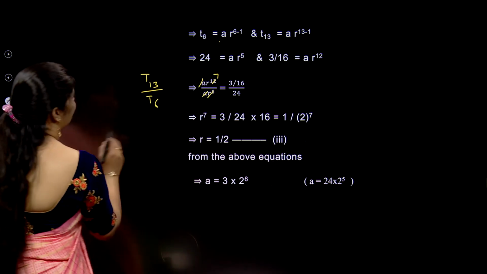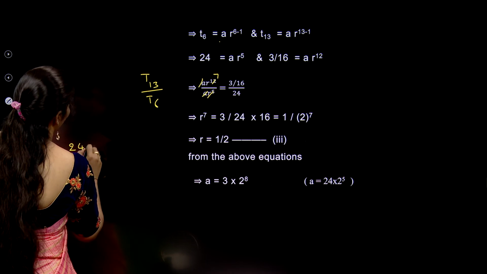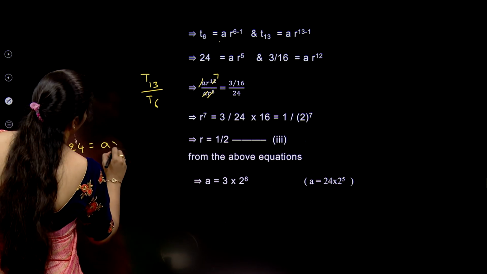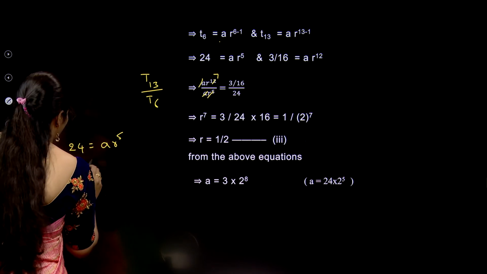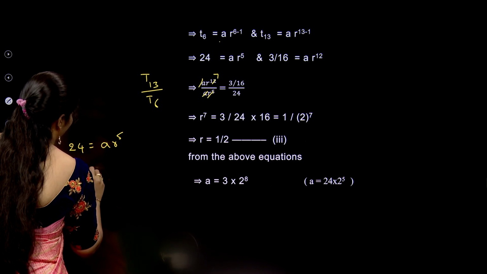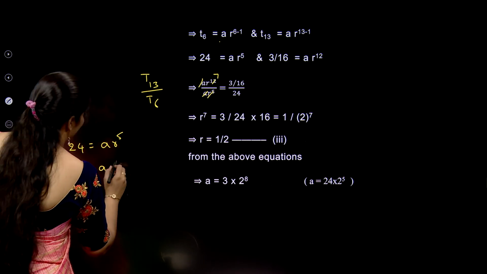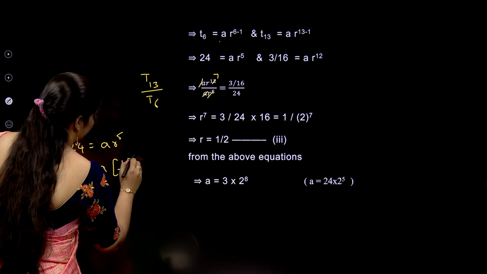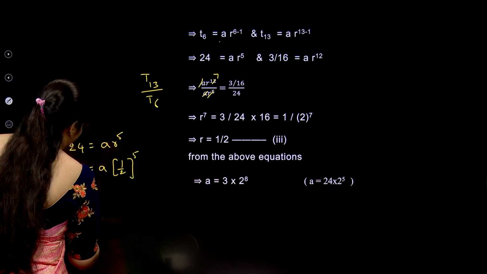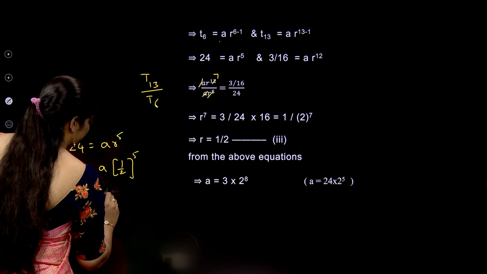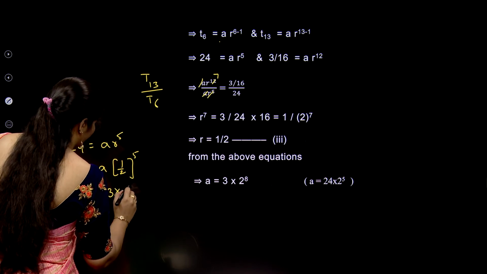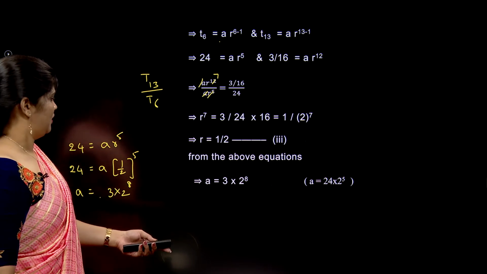Substitute r, 24 equal to A r power 5. So now, in 24 = A r^5, the r value is 1 by 2, power 5. Then it can be written as A equal to 3 into 2 power 8.